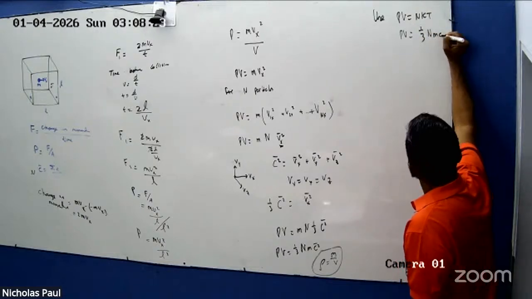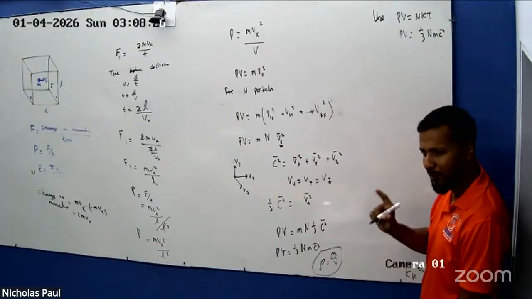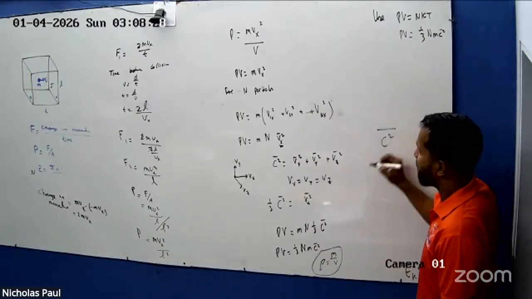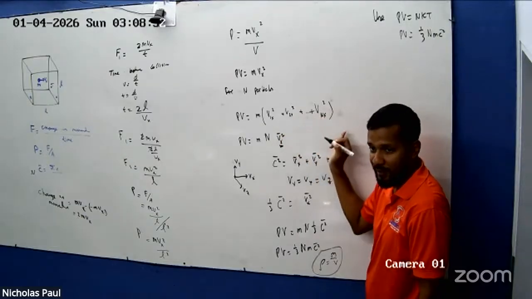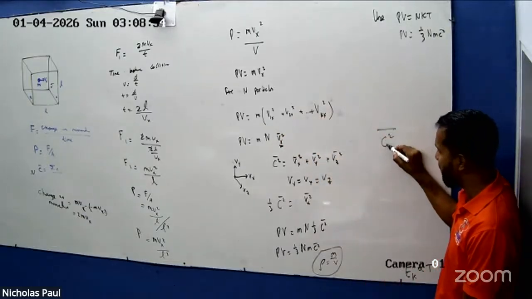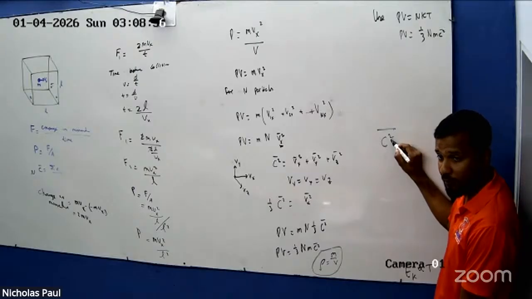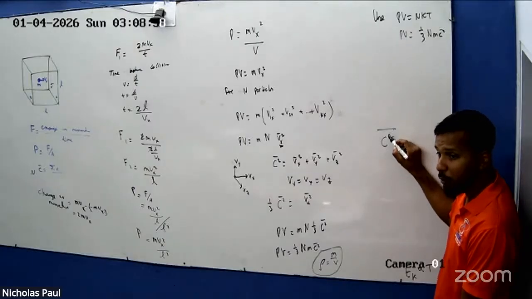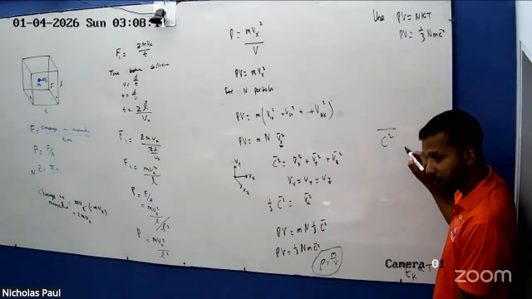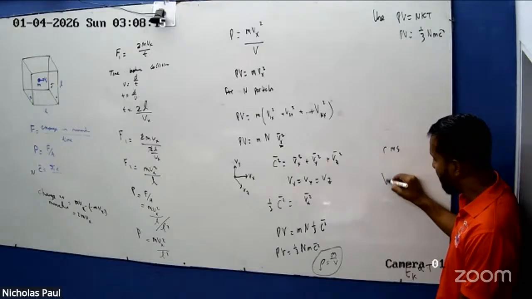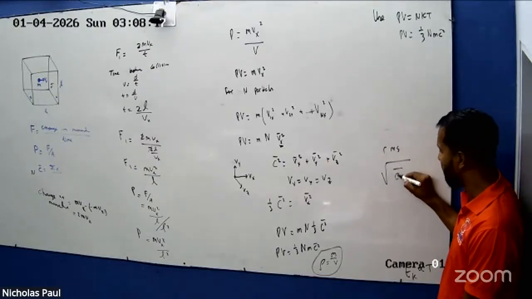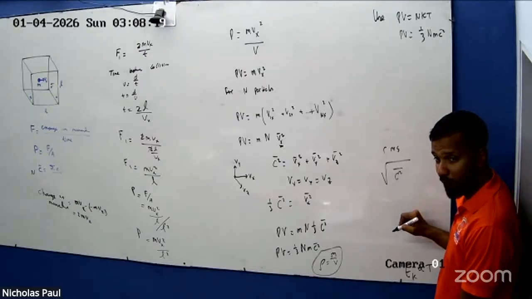square of c. You all remember what this means, right? This means the mean square. You square all the speeds and then you find the mean. So this is the mean of the speed squared, and you call it the mean square speed. When they say root mean square, they mean the square root of the mean square.